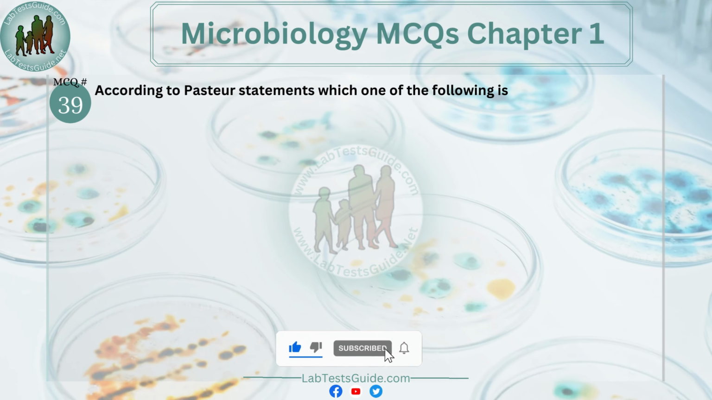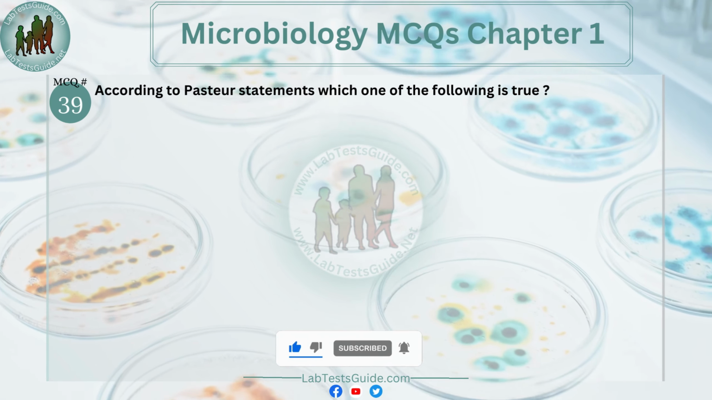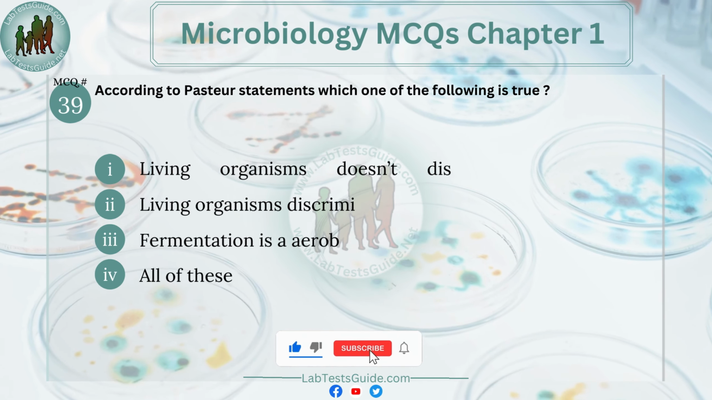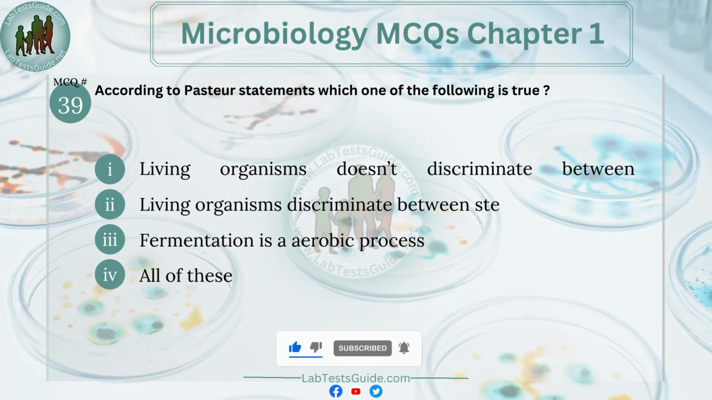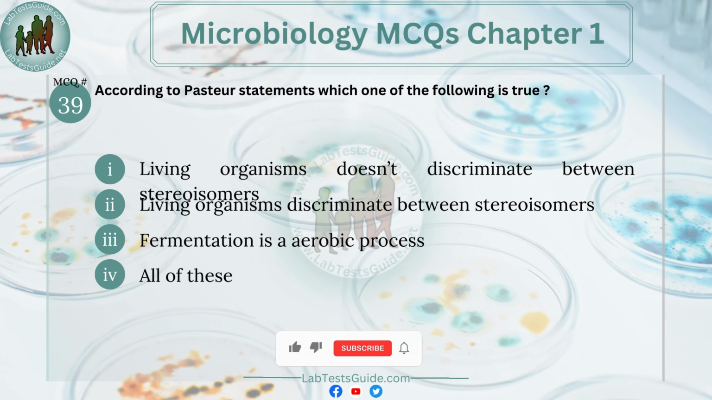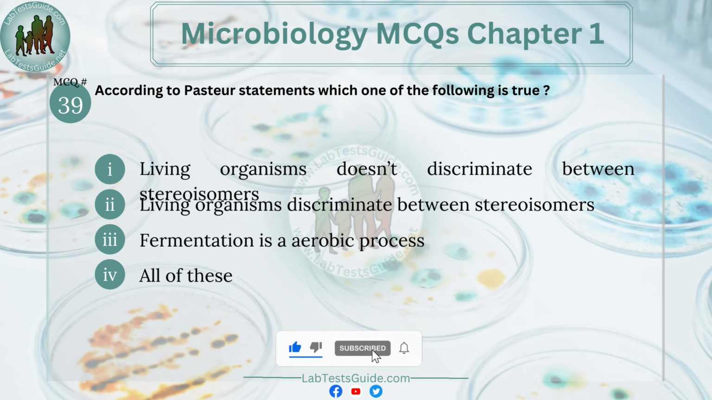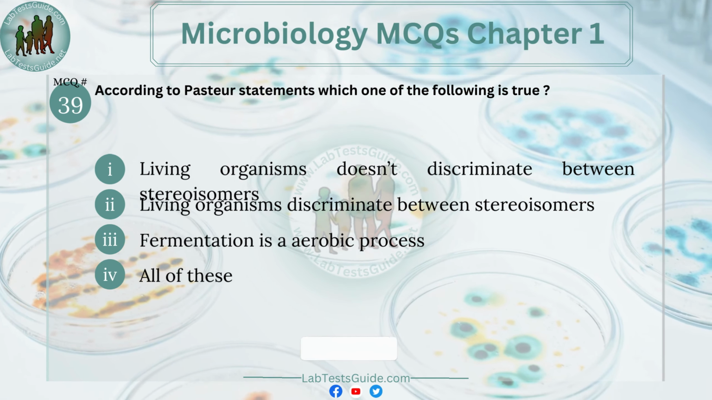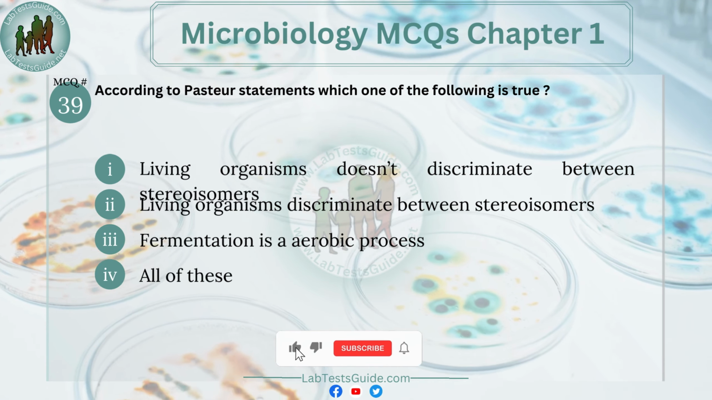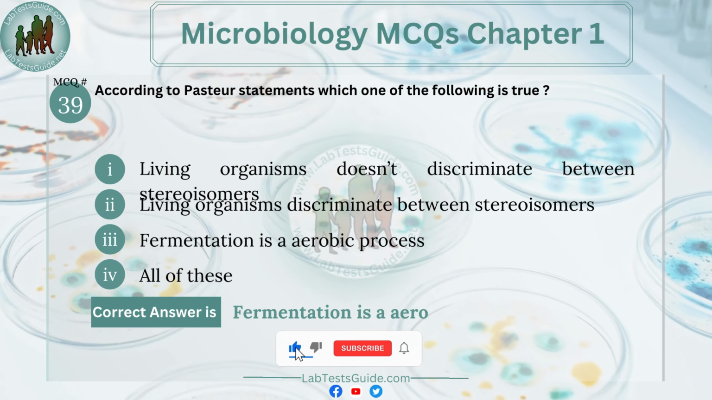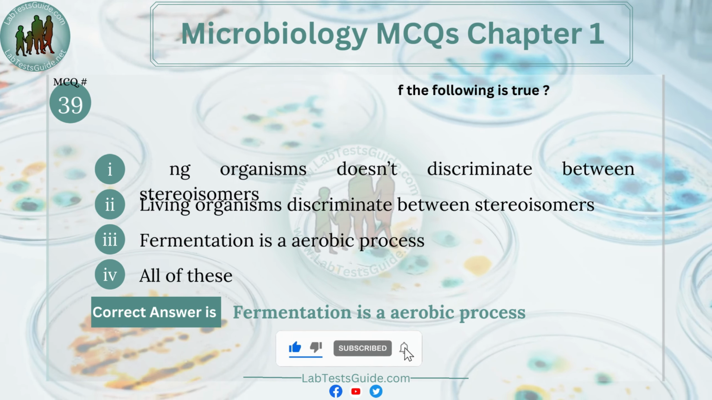According to Pasteur statements, which one of the following is true? Option number 1, living organisms don't discriminate between stereoisomers. Option number 2, living organisms discriminate between stereoisomers. Option number 3, fermentation is an aerobic process. Option number 4, all of these. Correct answer is fermentation is an aerobic process.